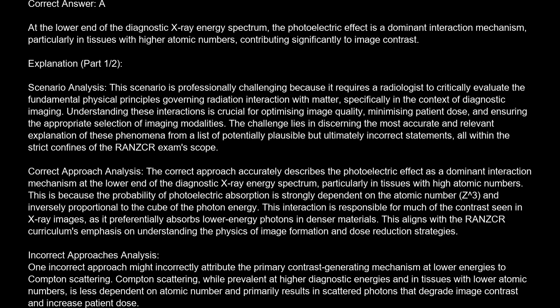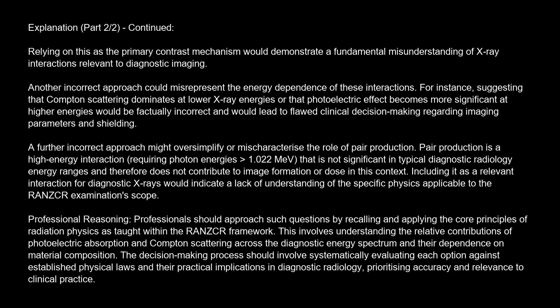Incorrect approaches analysis. One incorrect approach might incorrectly attribute the primary contrast-generating mechanism at lower energies to Compton scattering. Compton scattering, while prevalent at higher diagnostic energies and in tissues with lower atomic numbers, is less dependent on atomic number and primarily results in scattered photons that degrade image contrast and increase patient dose. Relying on this as the primary contrast mechanism would demonstrate a fundamental misunderstanding of X-ray interactions relevant to diagnostic imaging.